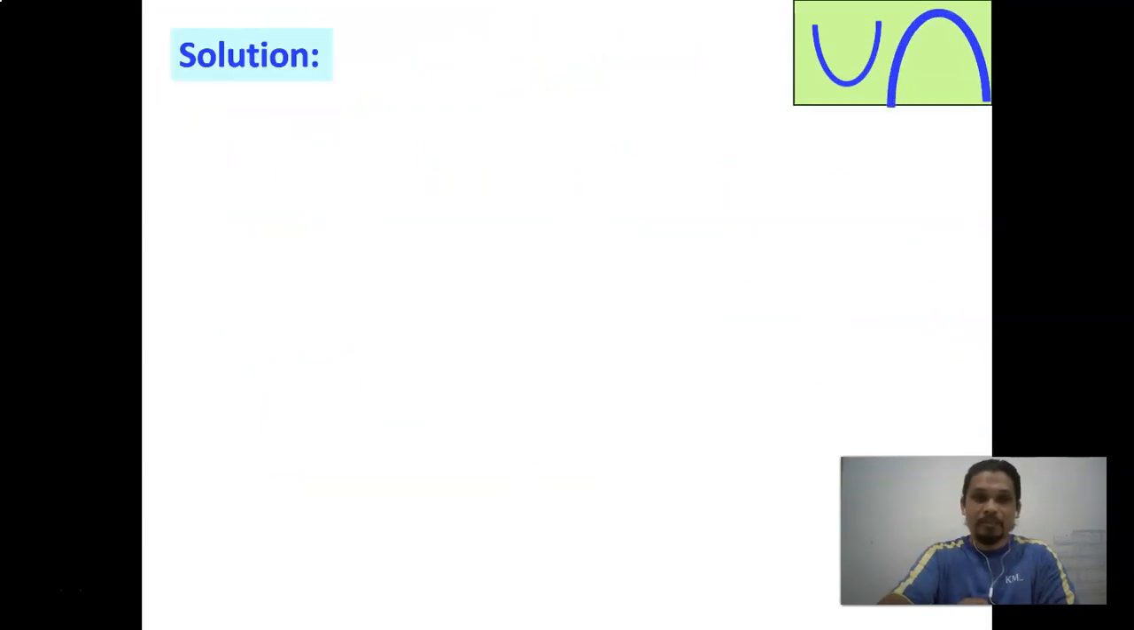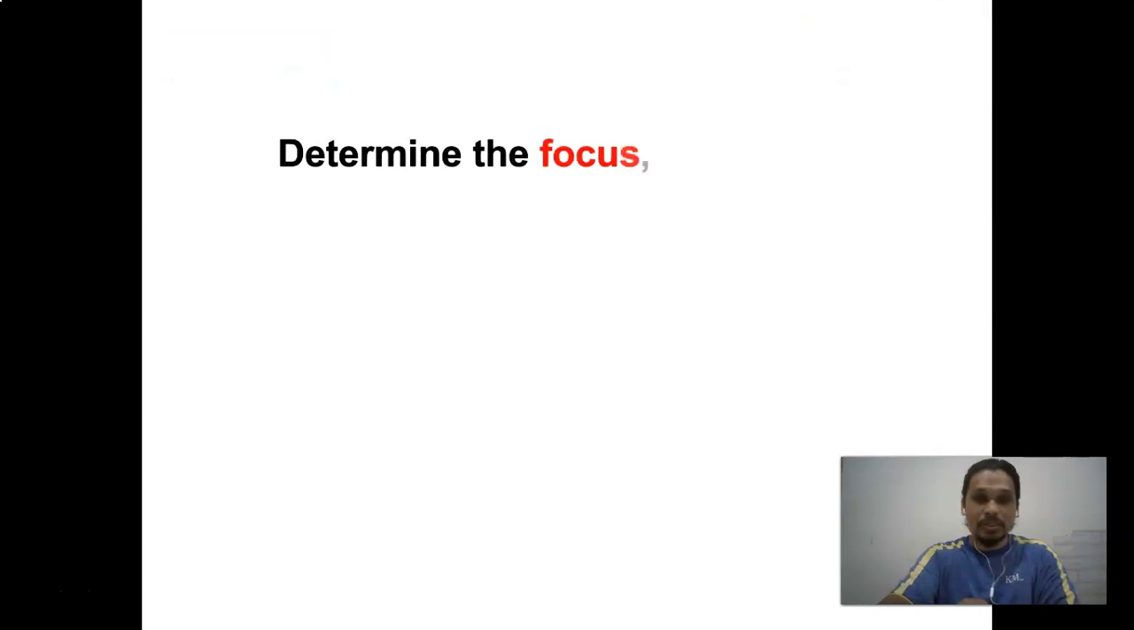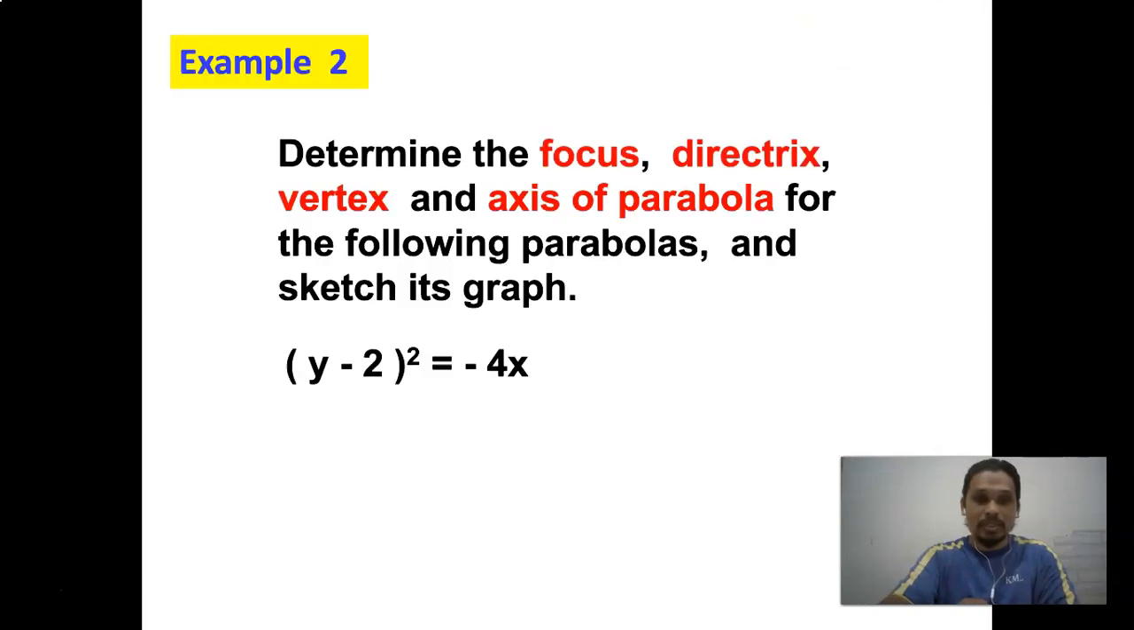Okay, this is for example 2 just now. I'll show you the solution for both A and B. So now with the second example here, determine the focus, directrix, and axis of our parabola, and sketch the graph.